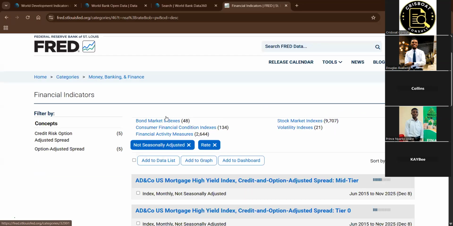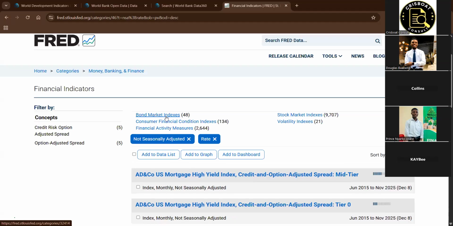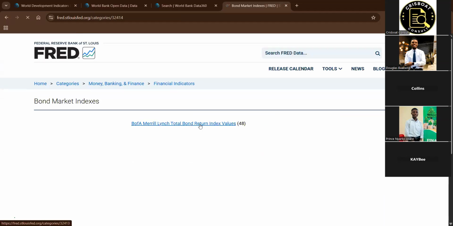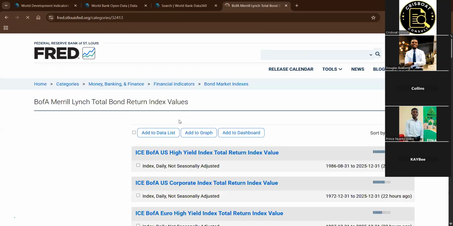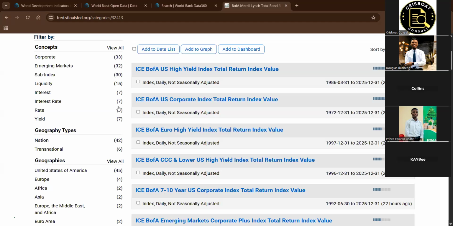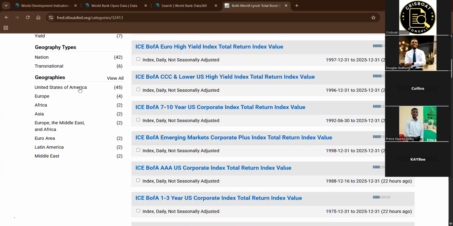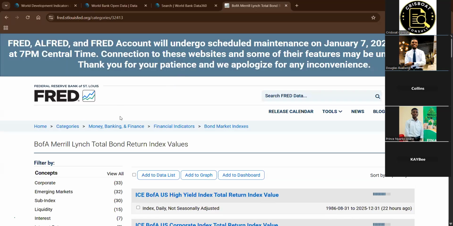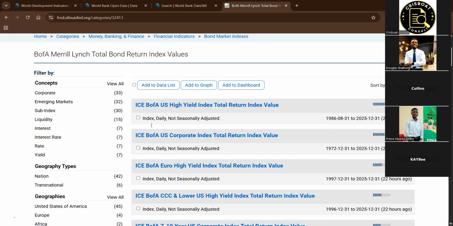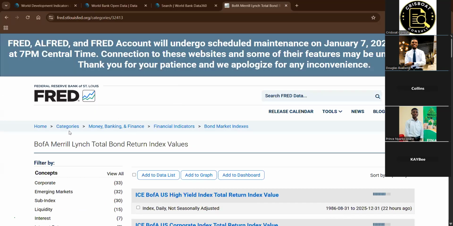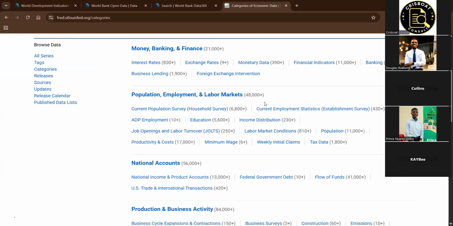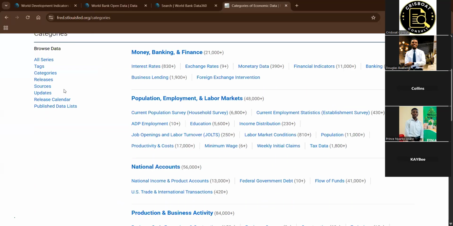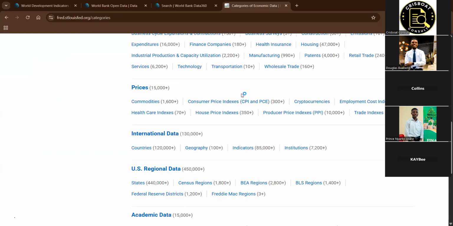So the finance people, you can explore this. Bond market, stock market indexes, consumer price index. So let's say bond return index values. Yes. So these are all data, but I think this will be for developed countries like the United States, Europe, and others. If Africa, then maybe South Africa or others. So those who are into finance, you can use FRED. FRED is a very good indicator. And as I said, I've used it for publication before.